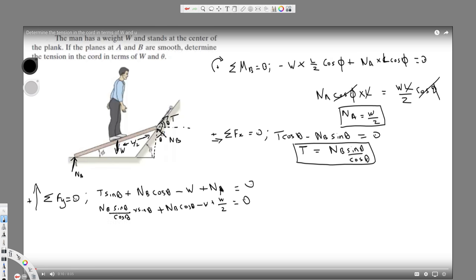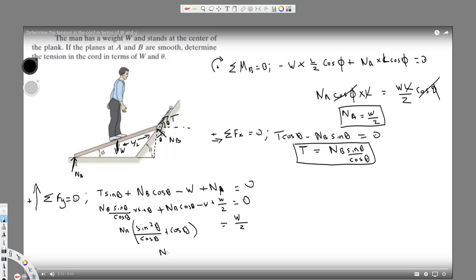So I can take the Nb common here. I take this W by 2 minus W, which is going to be negative W by 2. If I bring it to the other side, it becomes positive, so this is going to be positive W by 2 after the equal sign. Here we have only two things left, but I can take the Nb common. If I take Nb common, it's going to be sine square theta over cos theta, and here we have only cos theta, right? So in the bracket, the whole thing is going to be equal to W by 2. Now I can take the common denominator as cos theta.